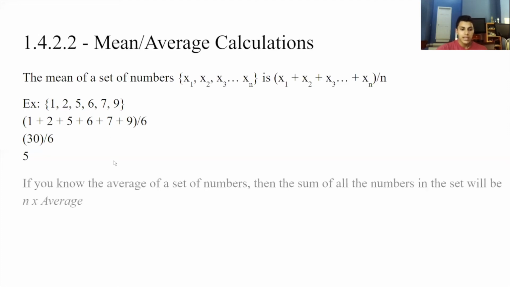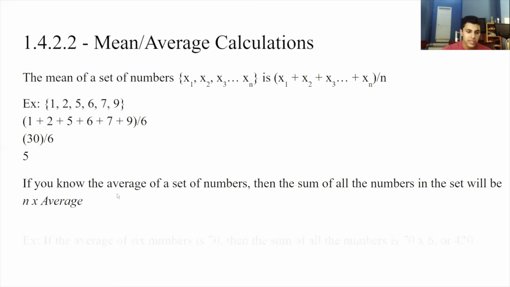So next, if you know the average of a set of numbers, so if they already give you the average, then the sum of all the numbers in the set is going to be n times the average, where n is the number of terms that you have. So in this set of data, I had 6 terms, so n would be 6. And if I knew my average was 5, then I could do 6 times 5 and figure out that the sum of all the pieces of data will be 30.